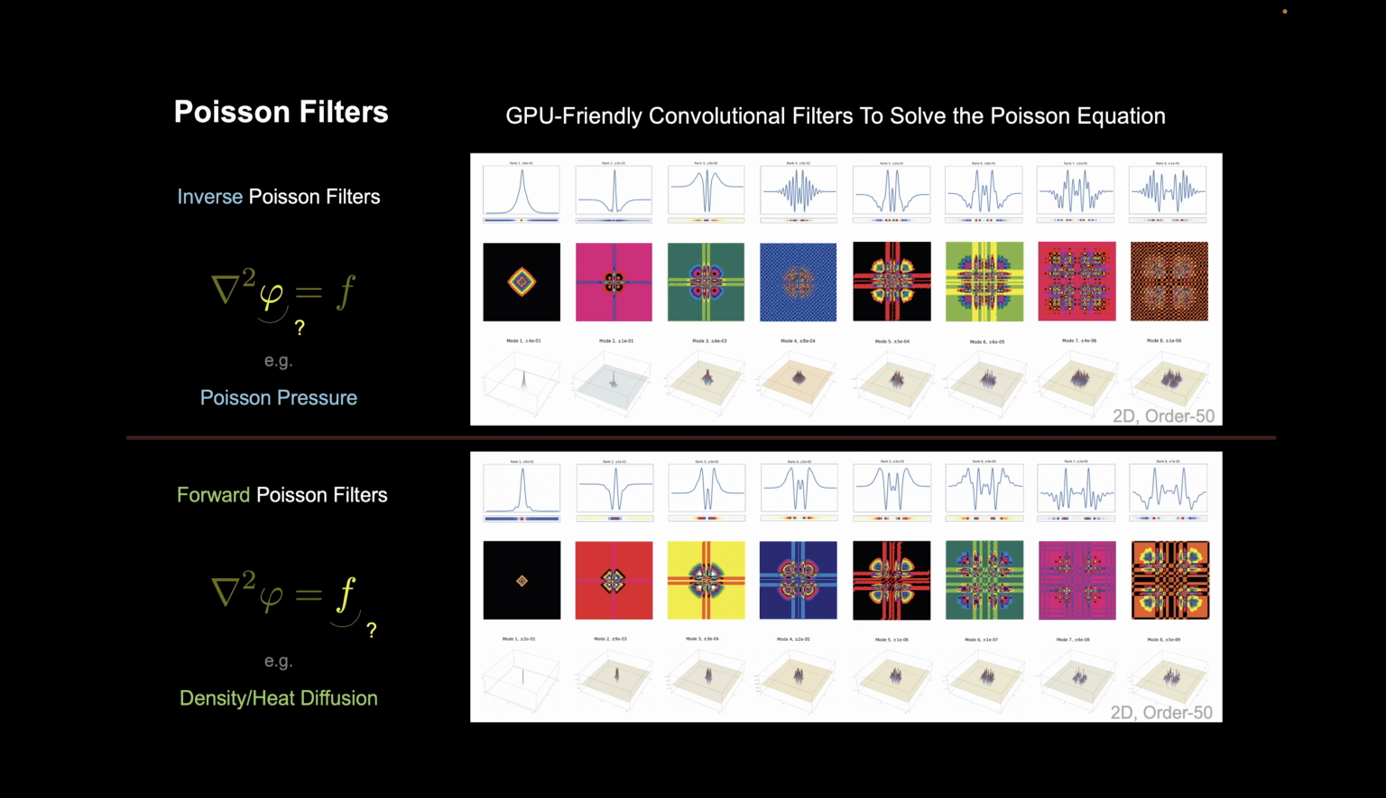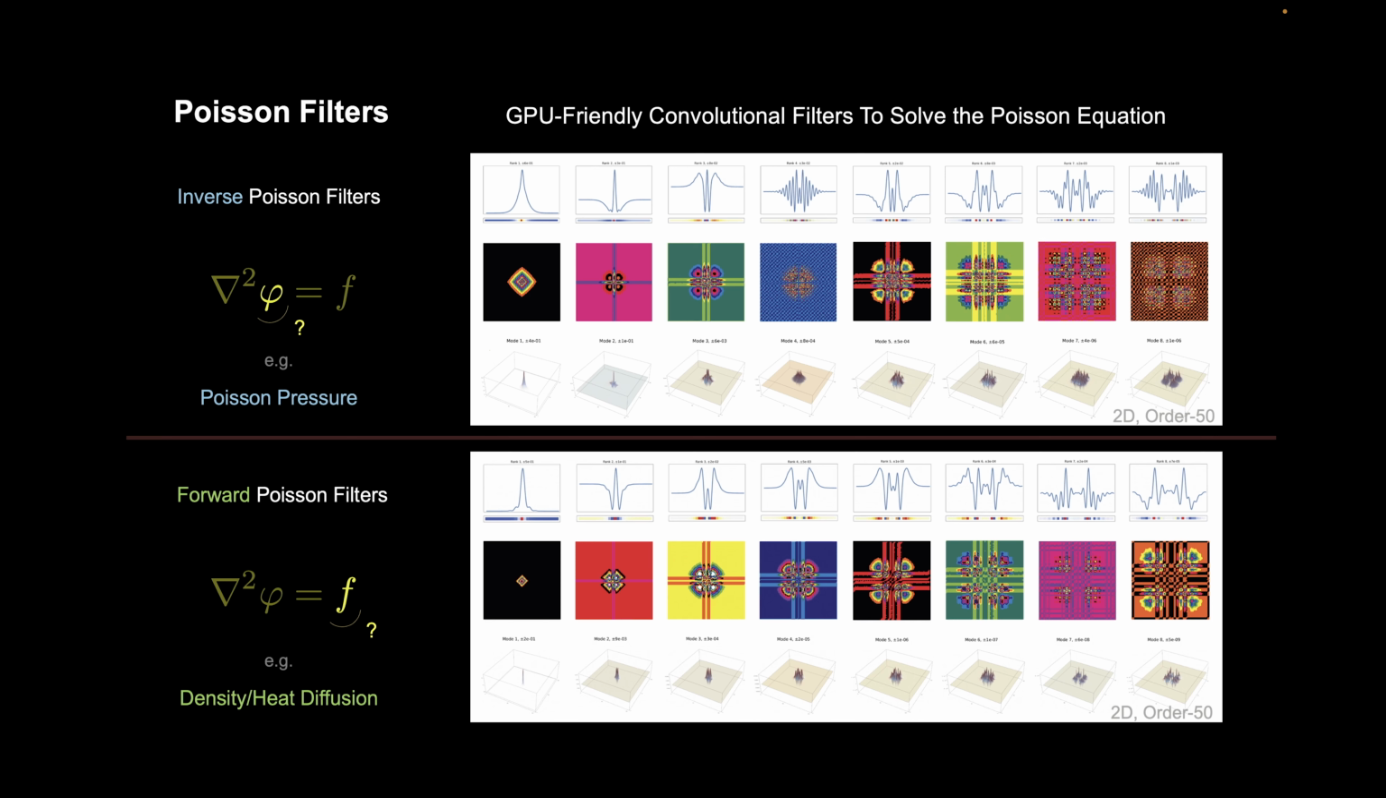Our filters can be used to solve the heat diffusion problem as well, which is categorized as the forward version of the Poisson equation. Here you see examples of order 50 rank filters for the 2D case to solve for the inverse as well as the forward Poisson equations.